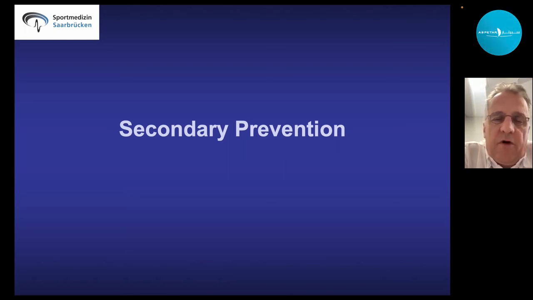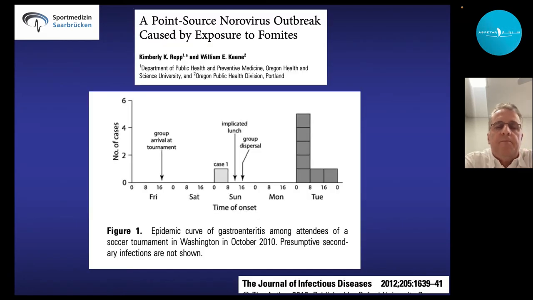The third pillar of infection management is secondary prevention. This means avoidance of reoccurrence of symptoms, avoidance of long-term disease, and particularly the avoidance of transmission to teammates. It's been well documented in an American football team that it may happen that quickly the entire team gets affected when care is not taken to avoid that. In this case, it is for an outbreak of norovirus in a team, and the transmission occurred via fomites.